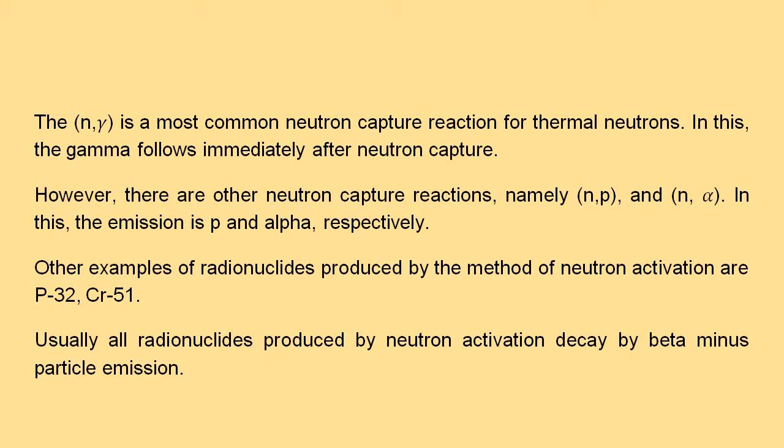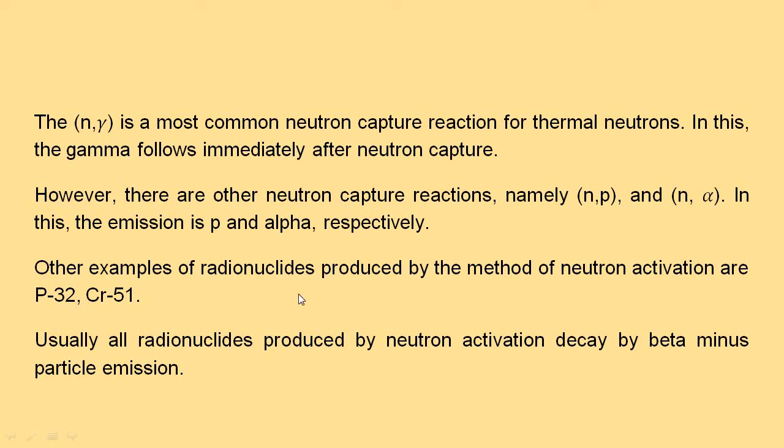The n,gamma is the most common neutron capture reaction for thermal neutrons. As we know, the term thermal neutrons means neutrons which have energy corresponding to our room temperature, or very low energy neutrons. In this, the gamma follows immediately after neutron capture. That means on neutron capture, gamma is produced. However, there are other neutron capture reactions, namely n,p. That means when a neutron is bombarded, a proton is produced. And n,alpha. In this, the emission is p and alpha respectively.